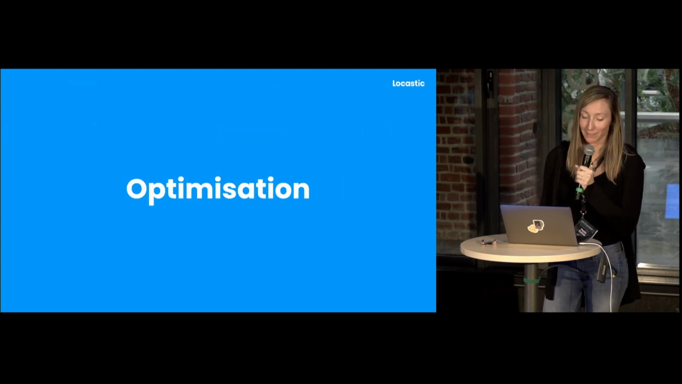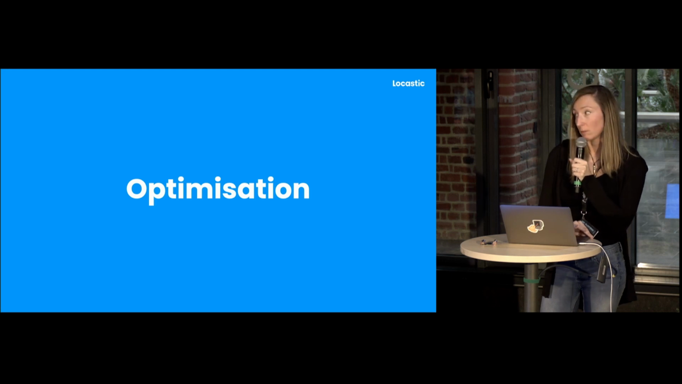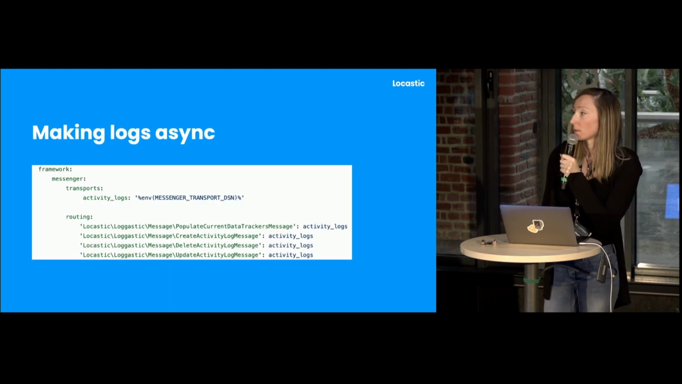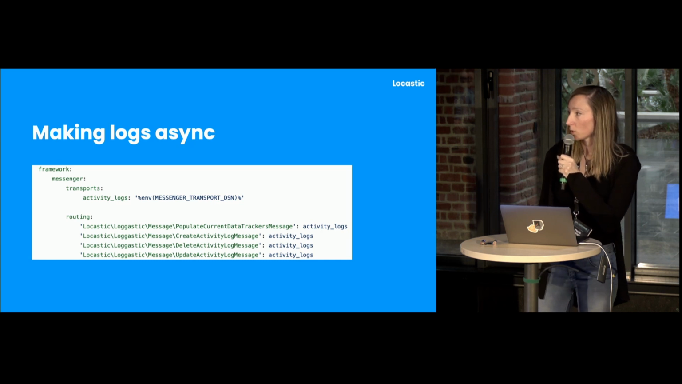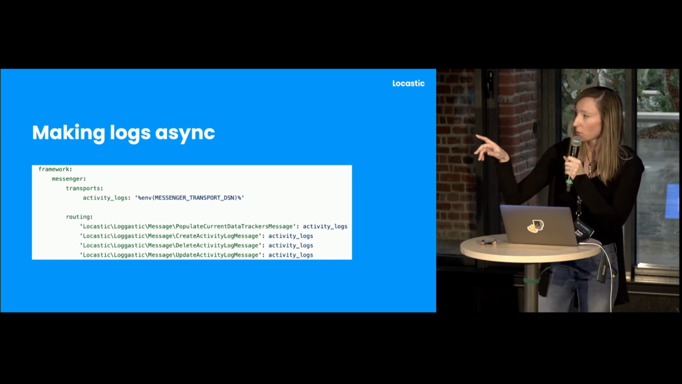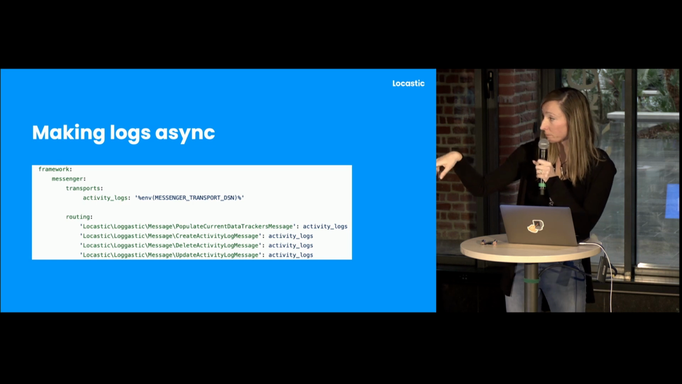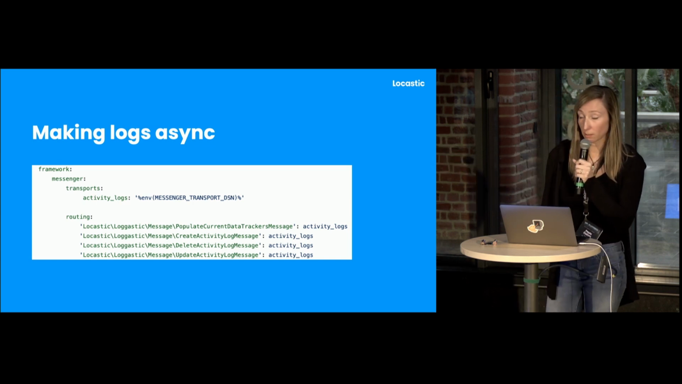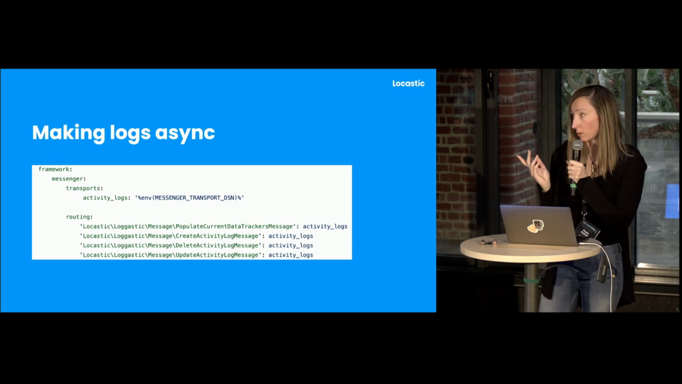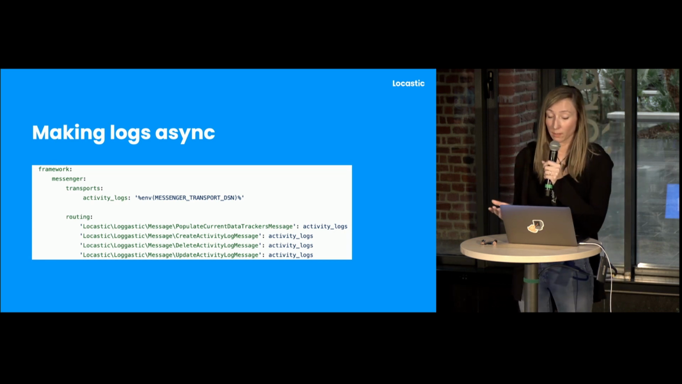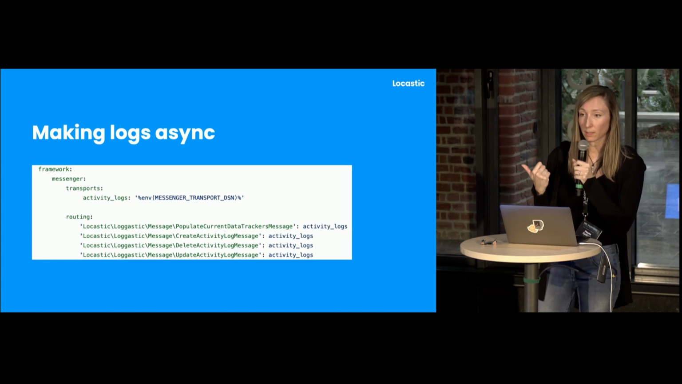Okay, so now that we have our logs, we will usually need to optimize it a little bit to handle a larger amount of data. So first step is to make a log asynchronous. We just define our transport and send all of our activity log messages to that transport. But an important note here is that we can have only one consumer in the setup like this.